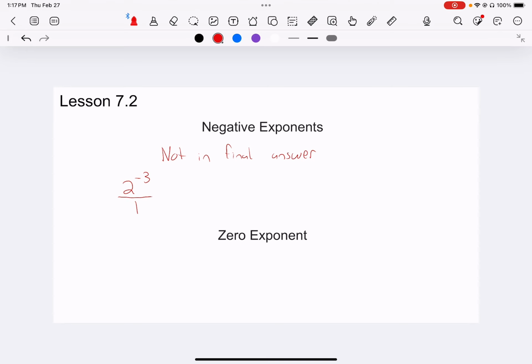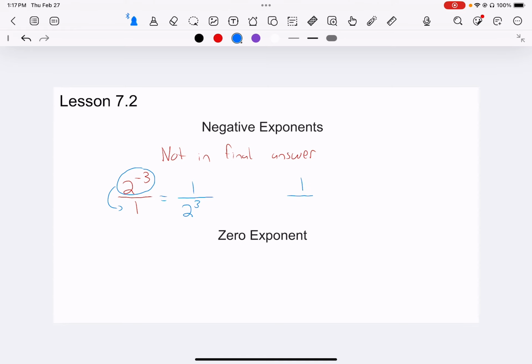I'm going to turn this into a fraction, so I put it over 1. And now the term that has the negative exponent gets moved to either the numerator or the denominator to change my exponent to be a positive. So this 2 to the negative third power now goes to the denominator and it becomes a positive exponent. And we fill in our numerator with a 1.